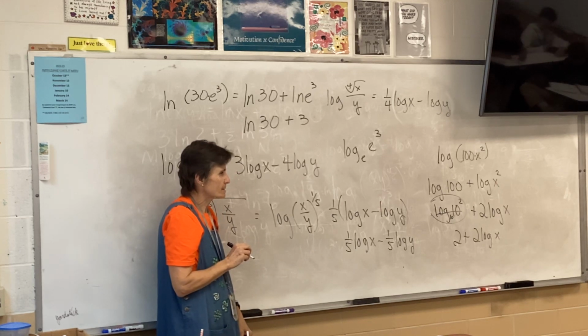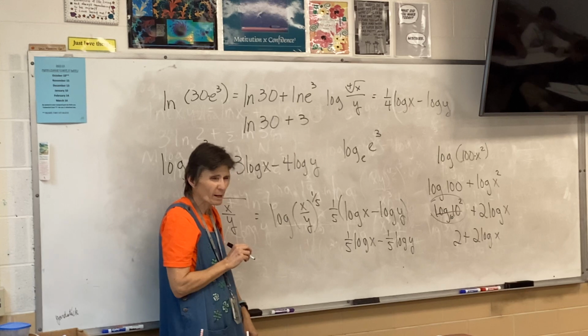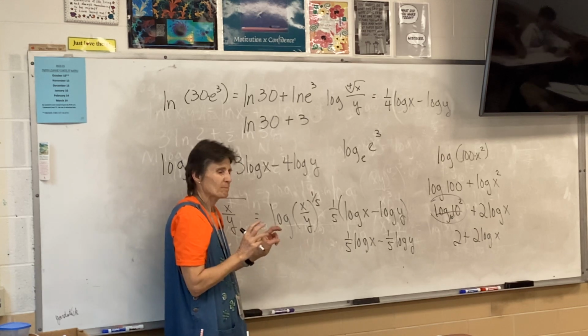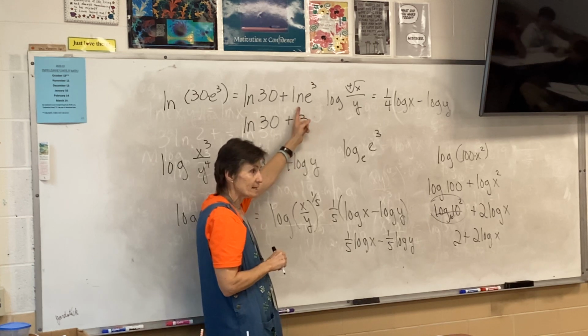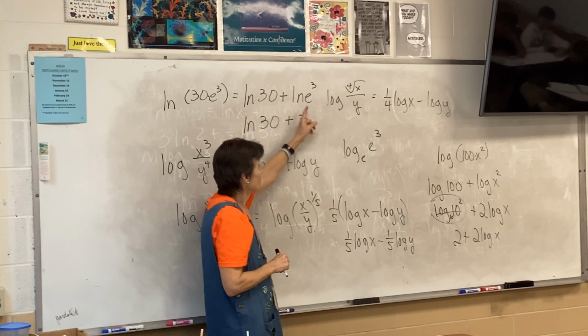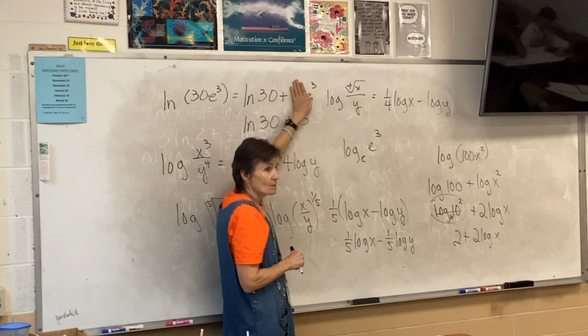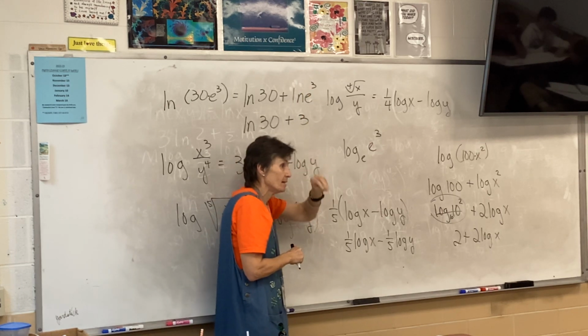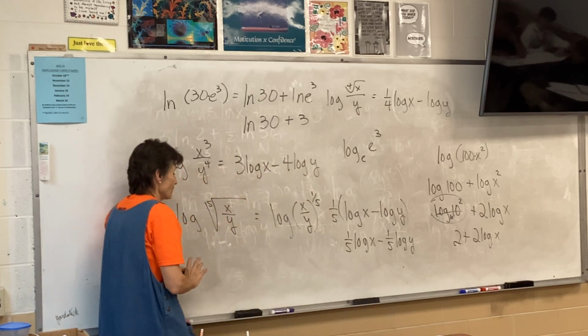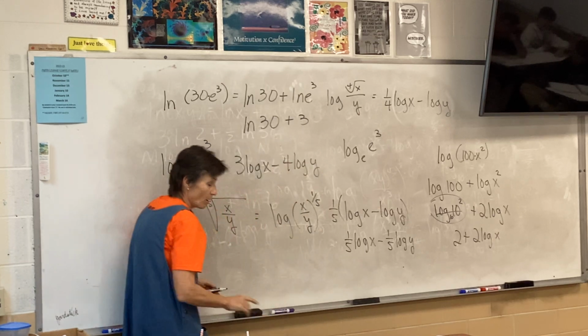A little something I may have already told you, it's not very mathematical, but it's true all the time. Anytime you have an ln and an e touching each other, they cancel. So that's just going to be 3. Anytime an ln and an e touch each other, they're going to cancel. That will happen in some of our problems.